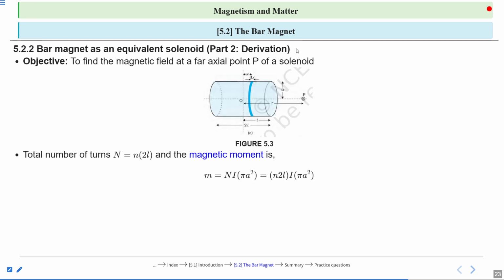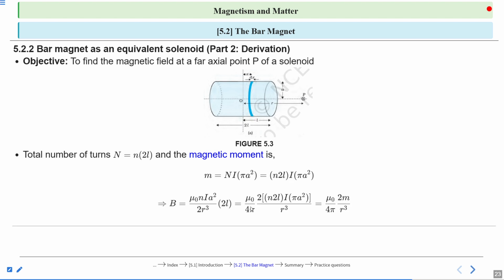So what is the total number of turns? Small n is the number of turns per unit length. If we are going to find the number of turns in the whole solenoid, then it is the number of turns per unit length into the total length. What is the total length of the solenoid? 2L. So small n into 2L is the number of turns in the solenoid. And the magnetic moment is given by M equal to NIA. So what is A? The area of cross section of the solenoid is pi a square, where a is the radius of this solenoid. So this N is n2L. So the magnetic moment will become n2L I pi a square.